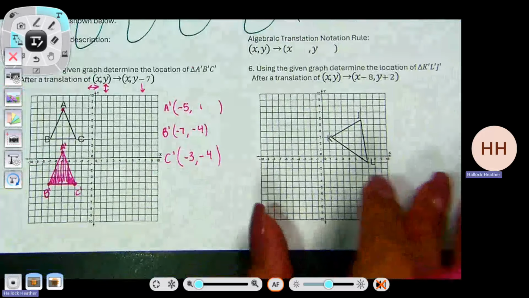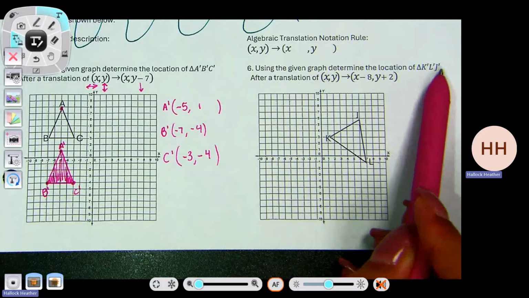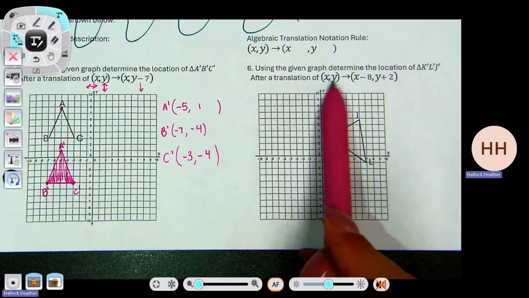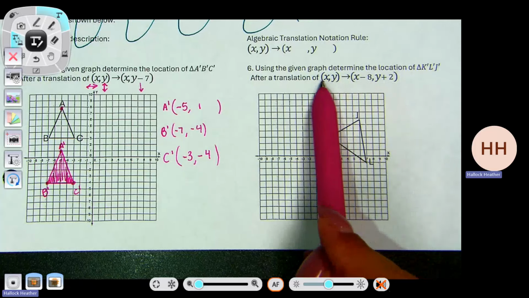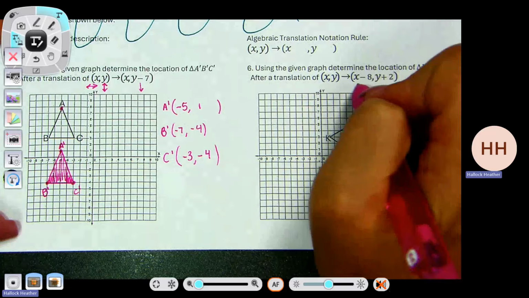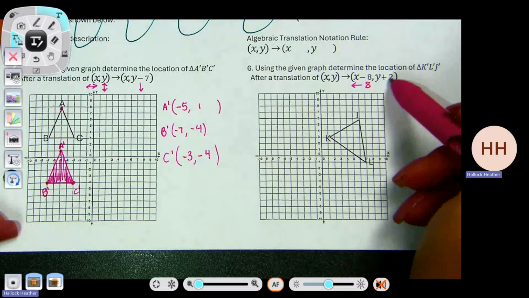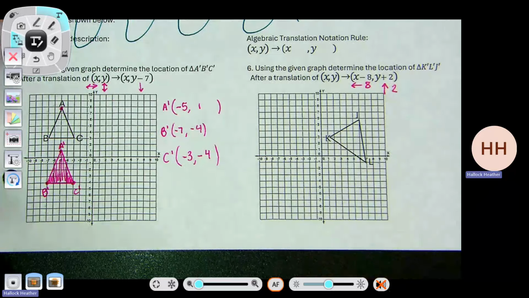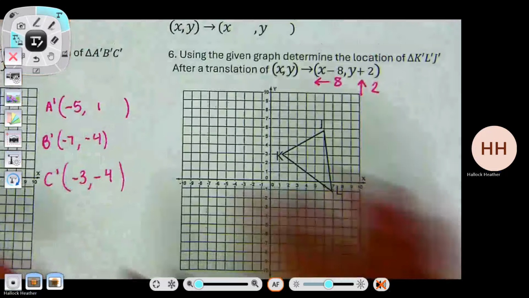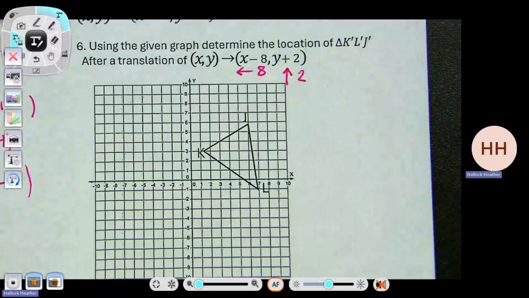Six has 2 things that are happening. 6 says, using the given graph to determine the location of K prime, J prime, and L prime after using the translation XY, X -8, Y +2. So X is side to side. So because it's minus, that means I'm going left 8. Y +2, that means I'm going up because it's adding 2. X is side to side, Y is up and down. So I'm just taking each coordinate, I'm going to move them, and then I'm writing out the answer.